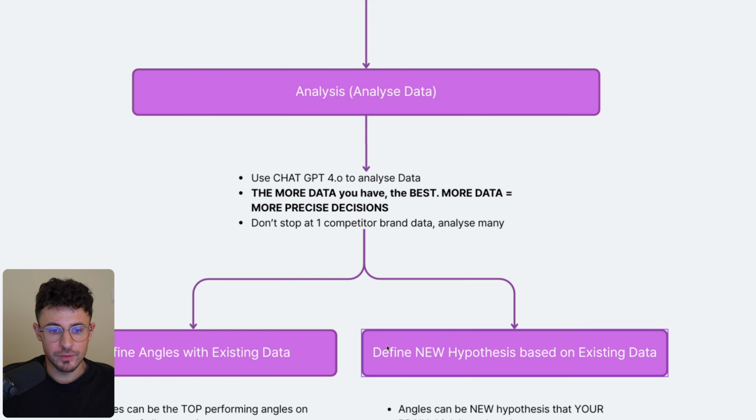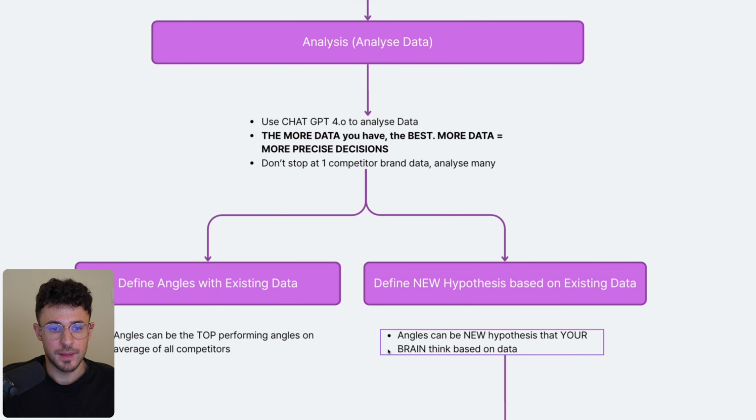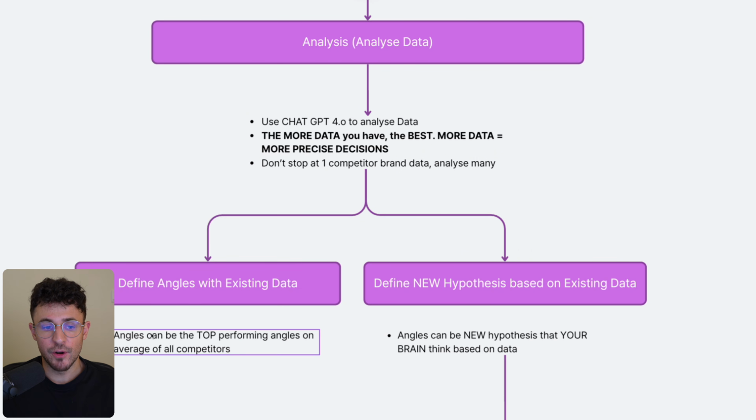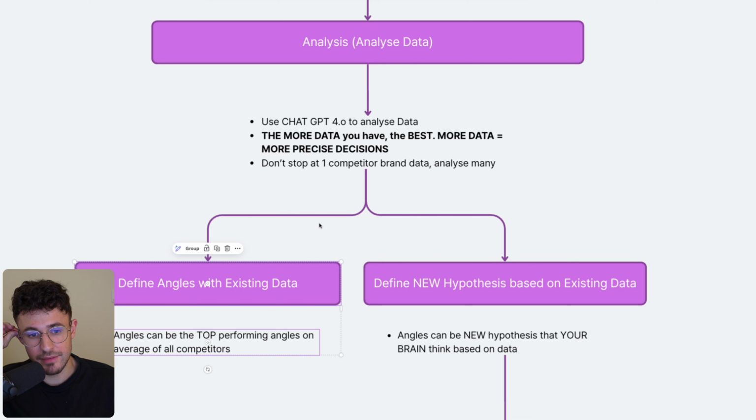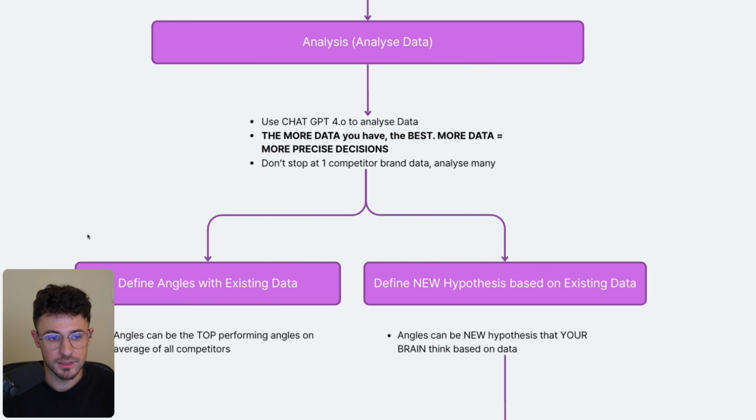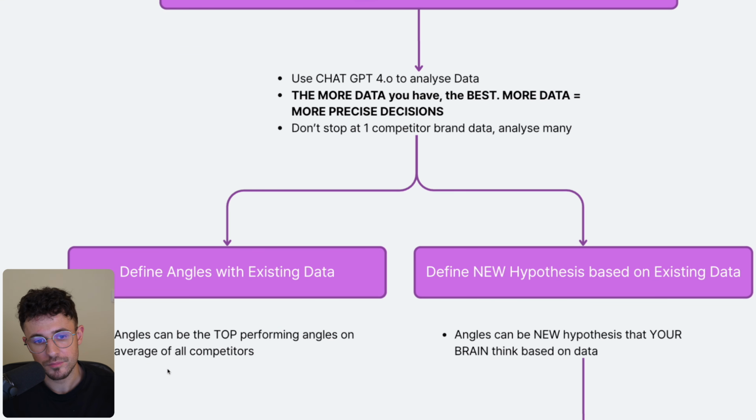Now, you need to define two things here. You need to define angles with existing data, and you also need to define new hypotheses based on existing data. A lot of brands stop here. So get the analysis. Some brands even just copy the competitors and they think it works. But anyways, that's the worst of the worst. But let's see this case here, right? Define angles from existing data.